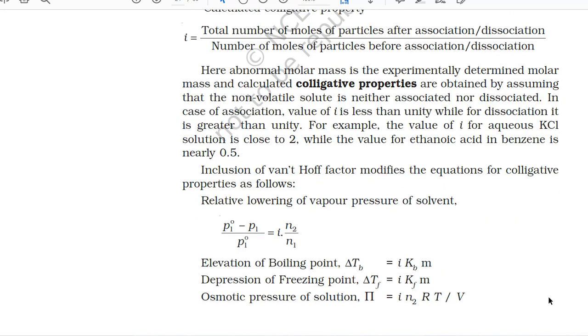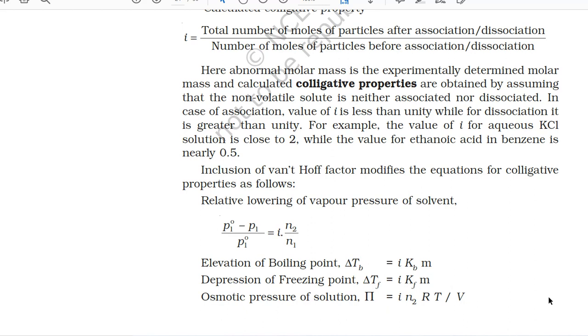Here, abnormal molar mass is the experimentally determined molar mass, and calculated colligative properties are obtained by assuming that the non-volatile solute is neither associated nor dissociated. In case of association, the value of Van 't Hoff factor is less than unity, while for dissociation it is greater than unity. For example, the value of Van 't Hoff factor for aqueous KCl solution is close to 2, while the value for ethanoic acid in benzene is nearly 0.5.